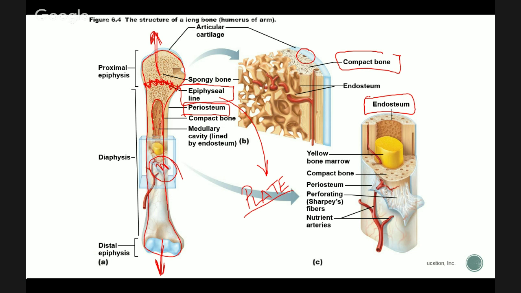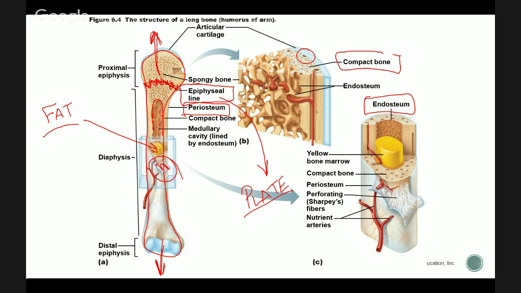I don't have anything else that I wanted to get in here. I think we're good. Now, what I want you to notice, and I pointed to it already, is that this bone has yellow bone marrow in it. Yellow bone marrow is fat. So this is an energy store.